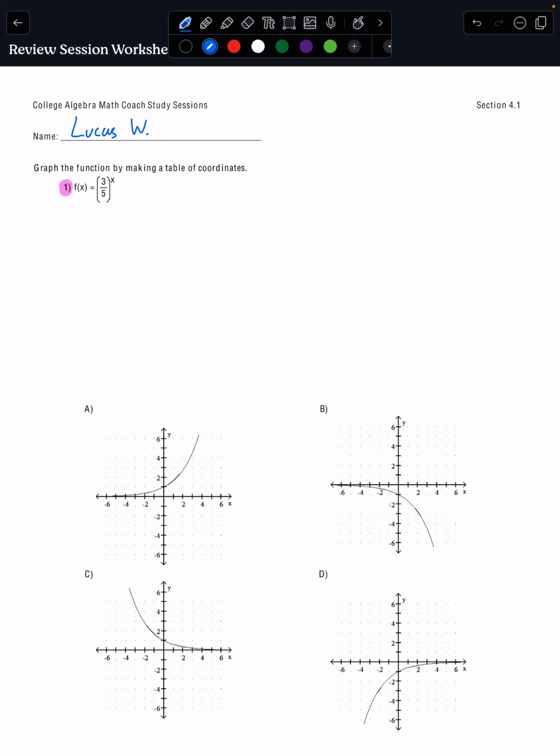I'm going to be working through section 4.1, 4.2, 4.3, and answer a couple questions.